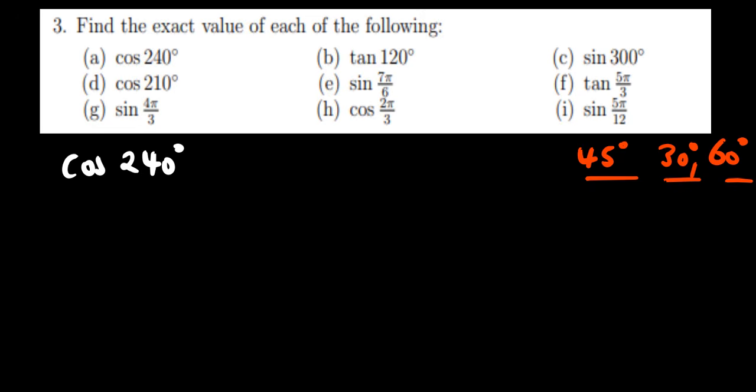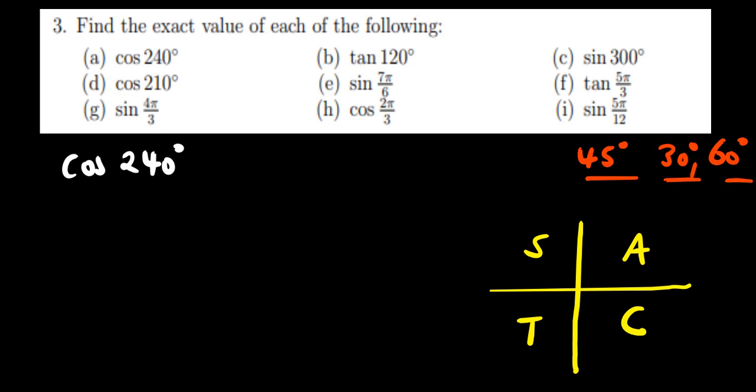Now 240, where are you going to find the 240? Let's say this is our y-axis, this is our x-axis. Remember: All Students Take Coffee. This is 0, 360. Then this is 90, this is 180, this is 270. Therefore our 240 will be in that region.